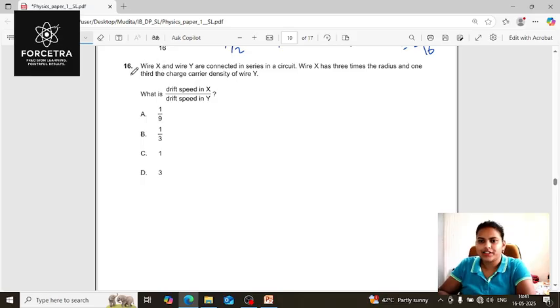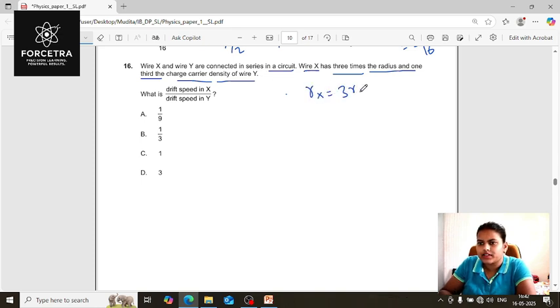Let's start with the new question. Wire X and wire Y are connected in series in a circuit. Wire X has 3 times the radius and 1/3 of the charge carrier density of wire Y. So Rx is 3 times the radius of Y and the charge density of X is 1/3 of the charge density of Y.